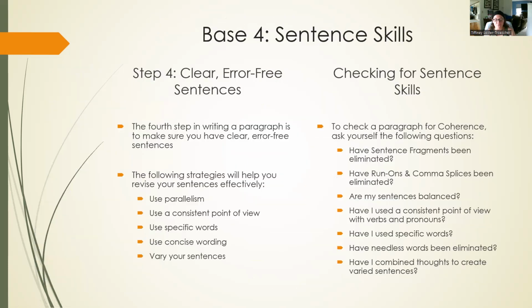All right. So we have unity, we have support, we have coherence. Many of us think that's it, we're done. But remember, there is phase 4, sentence skills, right? So this is going back to grammar and mechanics and style, right? Use parallelism, use a consistent point of view, use specific words, use concise wording, vary your sentences. Make sure that you've looked to make sure there's no sentence fragments, no run-on sentences or comma splices, that you have subject-verb agreement, right? Have you eliminated unnecessary words?